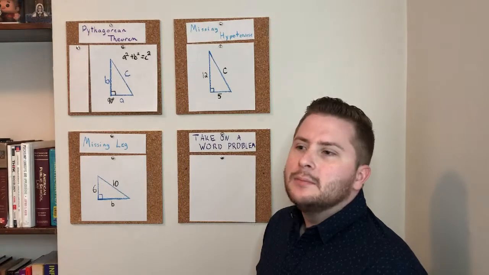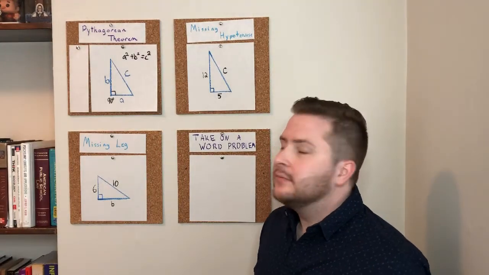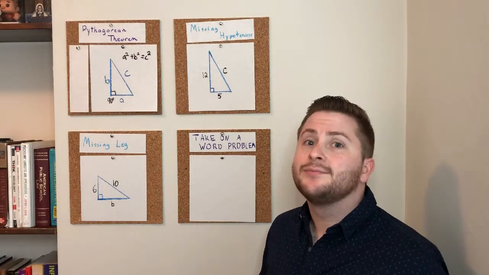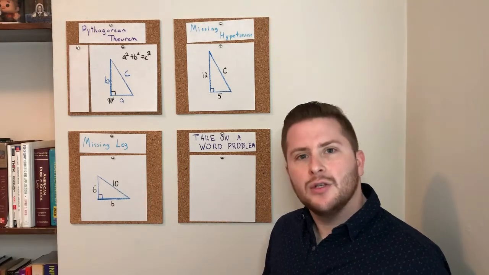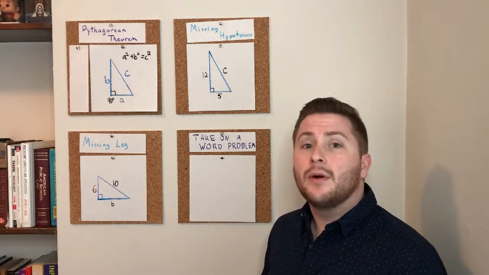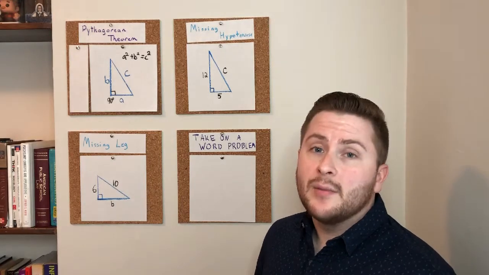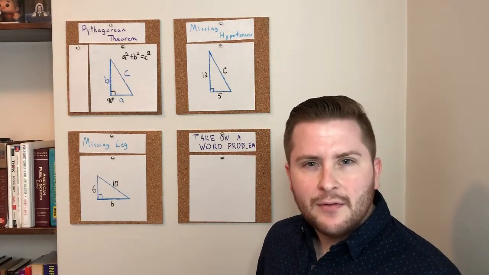And if you take a look at it, we have 6, 8, and 10. Do they have a common factor? They sure do. I could divide all those numbers by 2, and I would get 3, 4, and 5, which is another famous Pythagorean triple, but we'll save that for later.